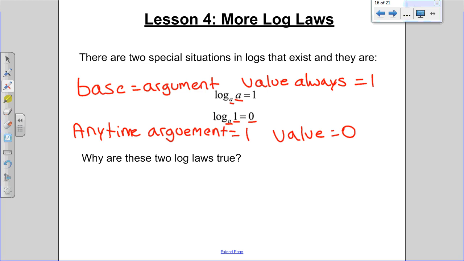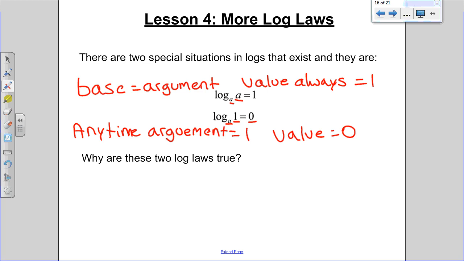So those are 2 log laws. Like I said, they're really just knowing what's going on rather than actual log laws where we're combining logs. Remember yesterday we learned how to combine logs that are being added together and combine logs that are being subtracted together. Today we're talking about what happens if the base and the argument are the same, and what happens if the argument equals 1.